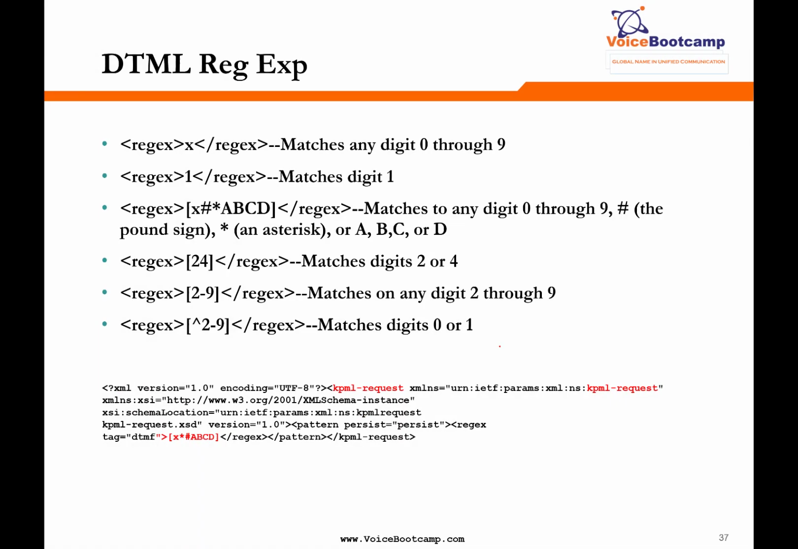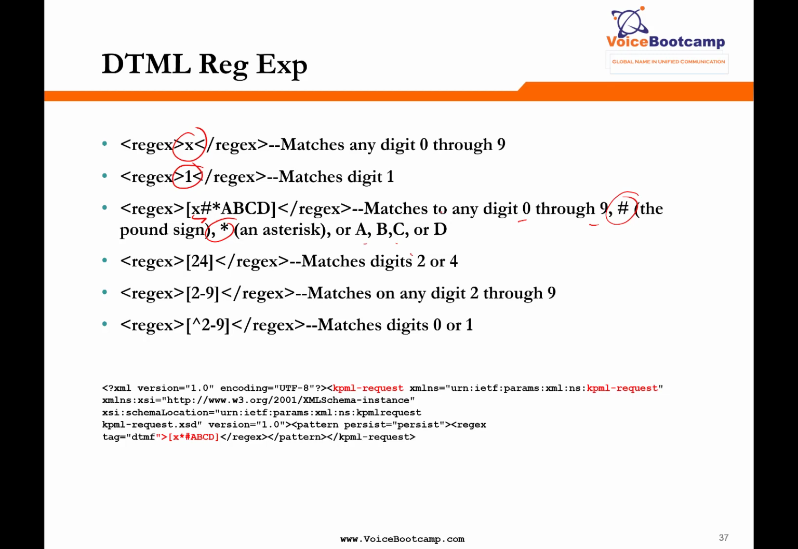Now, as I said earlier, remember the SIP KPML XML, the regular expression. Well, these are some of the expressions that are supported. X represents any number between 0 to 9. 1 represents digit 1. X, hash key, star, A, B, C, D basically matches any digit between 0 to 9 plus the hash key plus the star key or A, B, C or D.